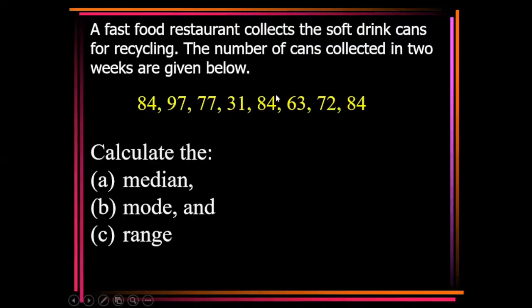At a fast food restaurant, they collect the soft drink cans for recycling. The number of cans collected in 2 weeks are given below: 84, 97, 77, 31, 84, 63, 72, and 84. Calculate the median. What is the median of the number of cans collected in 2 weeks? We are calculating the median of the number of cans collected in 2 weeks at a fast food restaurant.